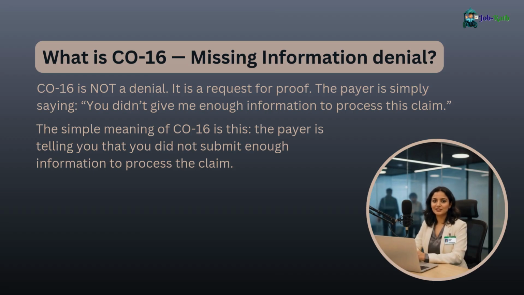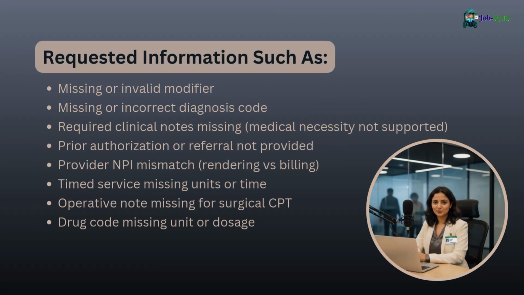The simple meaning of CO-16 is this. The payer is telling you that you did not submit enough information to process the claim. This is only a request to provide missing, unclear, or incomplete information, such as missing modifier, missing or invalid diagnosis code. Required notes are missing to support the procedure code. Prior authorization not attached. Referral not mentioned. NPI mismatch between rendering and billing provider.